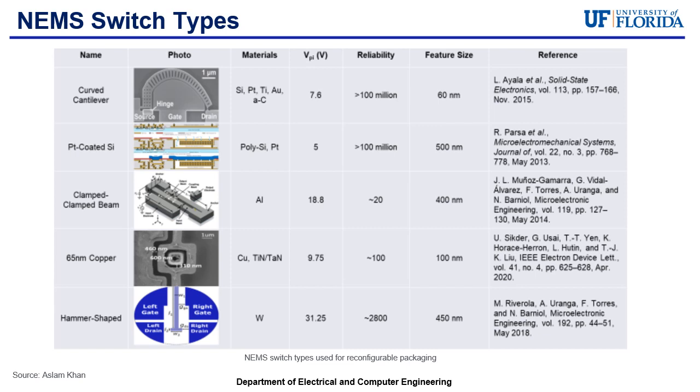Platinum-coated silicon switches are made of silicon coated with platinum, enhancing its conductivity. Clamped beam switches use anchored aluminum beams to flex between on and off states. 65 nanometer copper switches are fabricated using advanced technology, with copper components for efficient signal transmission along the titanium nitride and tantalum nitride. Hammer-shaped switches resemble hammers and actuate between on and off states and are usually made with tungsten.